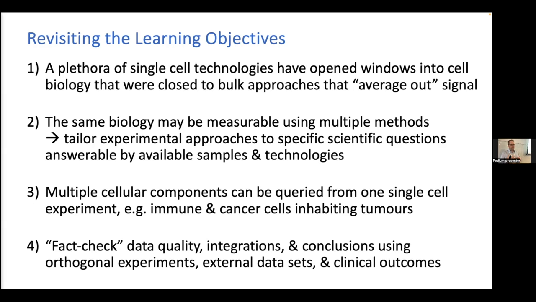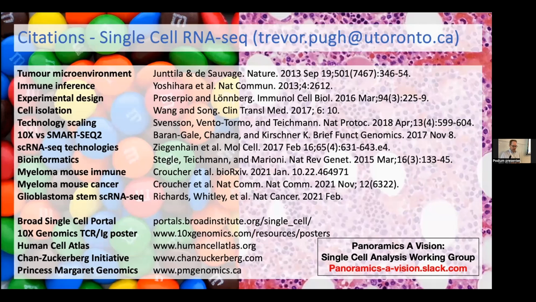And then use orthogonal techniques. Use single cell sequencing maybe for discovery, but think ahead to what that validation experiment needs to look like. Is it a clinical outcome? Is it a functional screen? Think all the way through from the tissue all the way through to your final analysis. And I'll leave it there.